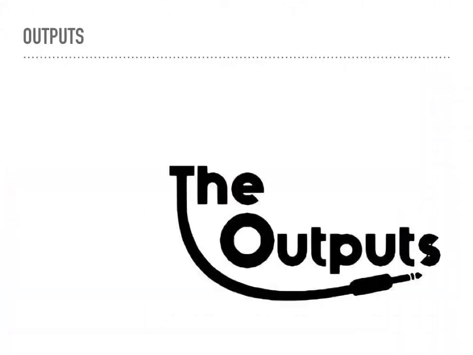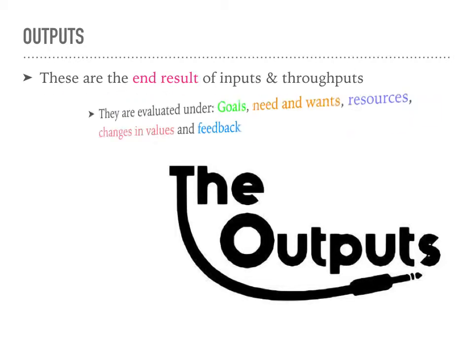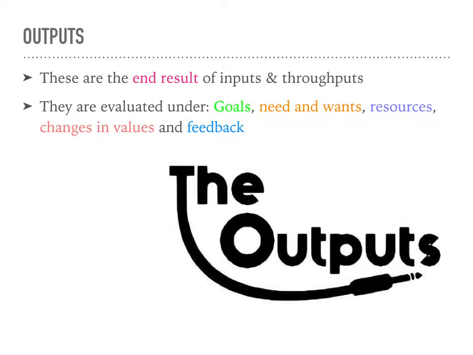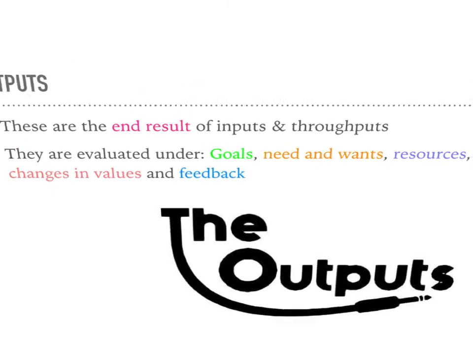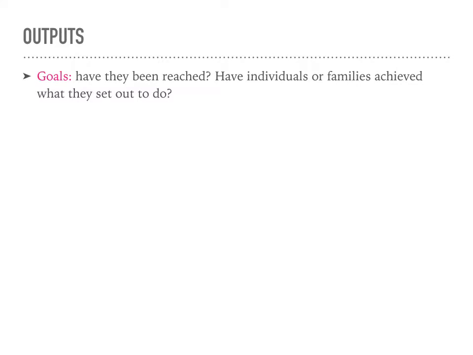The final stage of the components of management are outputs. These are the end result of inputs and throughputs. They are evaluated under goals, needs and wants, resources, changes in values, and feedback. So let's look at outputs in a little bit more detail.